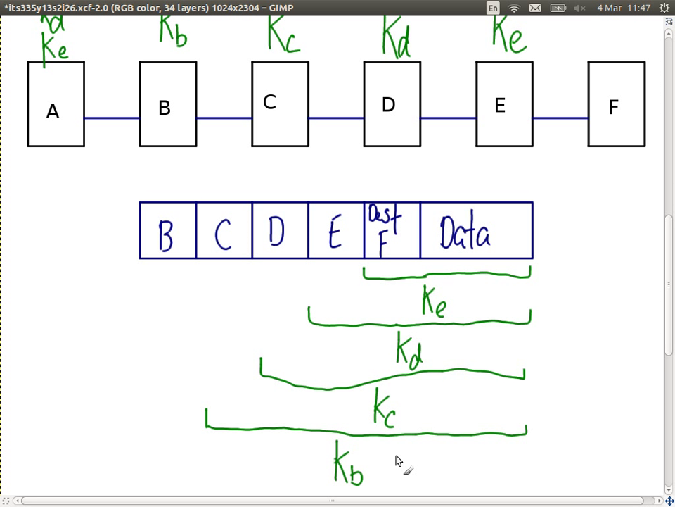This part is encrypted with KE. That plus the header saying destination is E is encrypted with KD, and this part with KC, and all of this with KB. This packet is created at source A and sent to B. Okay, the first step now. We send this packet to B.